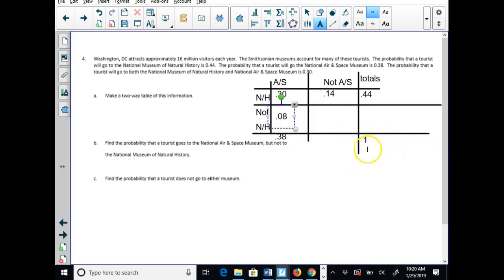I already told you that this has to be 1 down here. And we know this is 0.44, so 0.44 plus what number gives us 1? Well, in order to figure that out, we do 1 minus 0.44. And that gives us 0.56. If I know this is 0.56, I can take 0.56 minus 0.08 to give us 0.48 here. I now can add 0.48 plus 0.14 to give us 0.62 right here. Our table's filled out, and now you could answer the questions just using decimals.